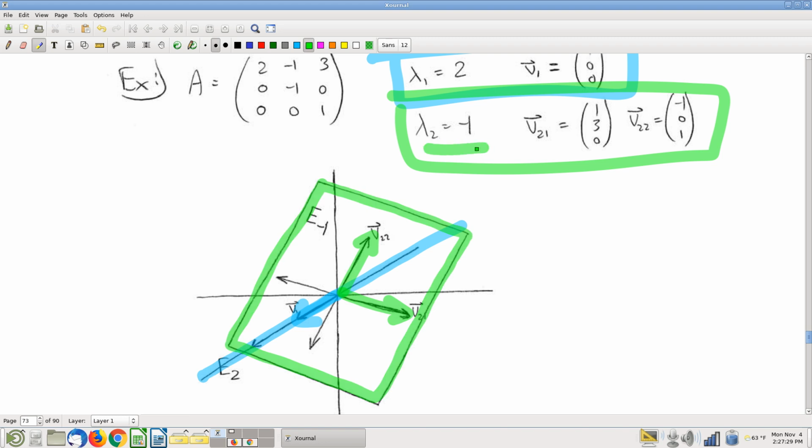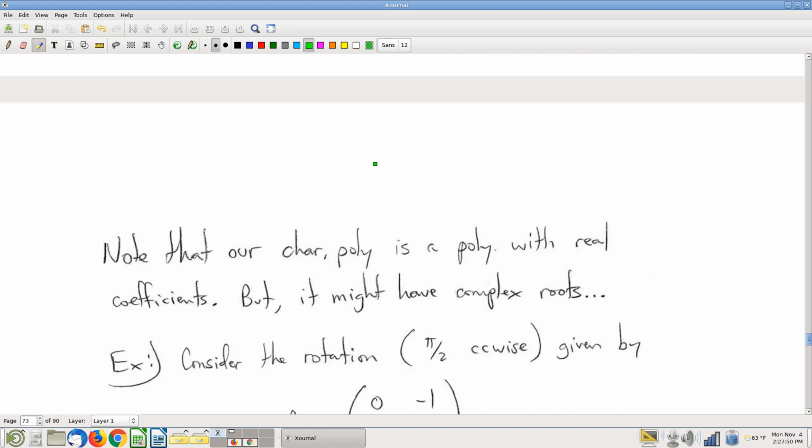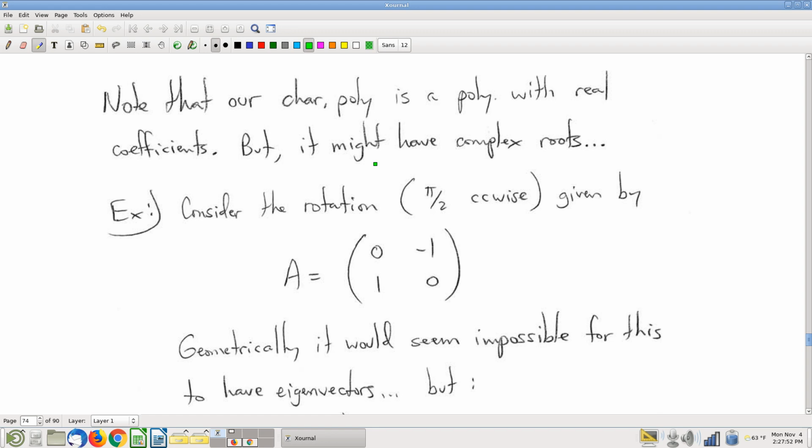So this linear transformation here on R3, in the e1 direction, everything gets stretched by a factor of 2, and in this green plane, everything just gets multiplied by -1. And everything else is a linear combination of those. Okay, last observation. We've got a couple of minutes, so we're good. I'll be real quick with this one.